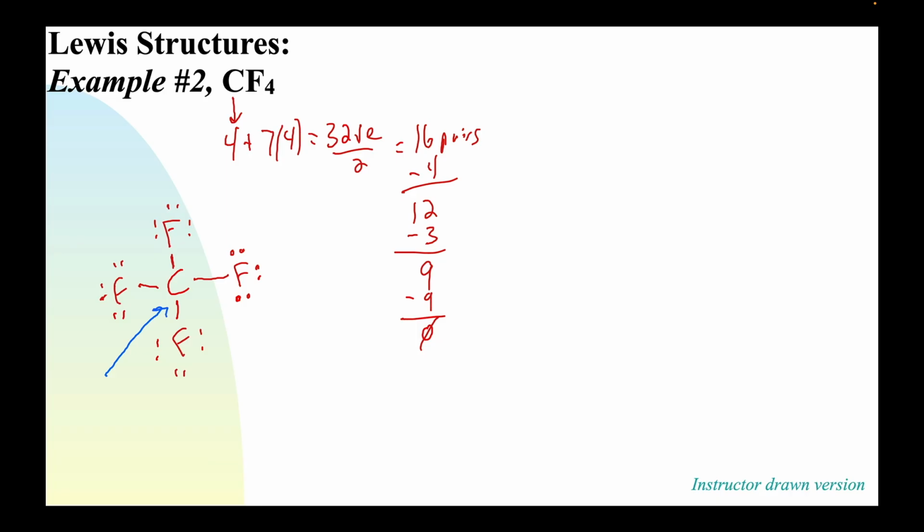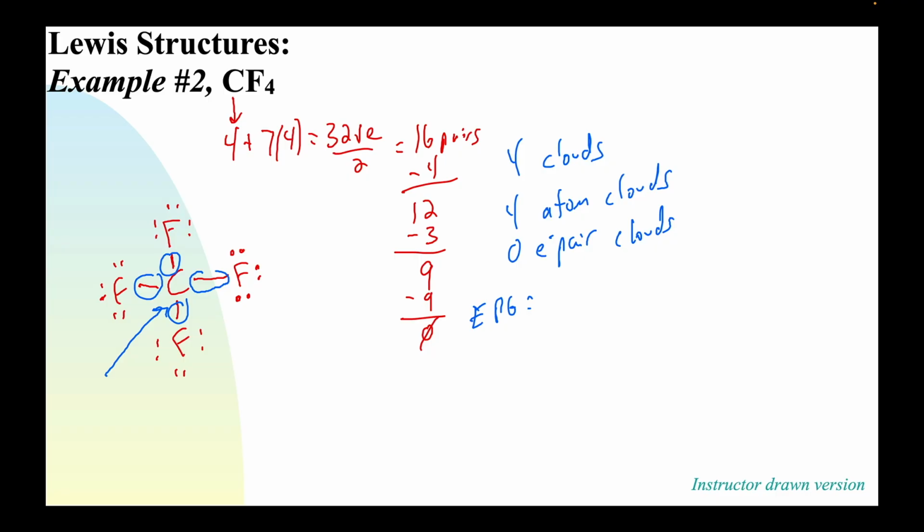So carbon has, I'll circle them here again, 1, 2, 3, 4 pairs of electrons, 4 clouds, and all 4 clouds are atom clouds. Carbon does not have any lone pairs on it. The fluorines do, they got tons of them, but the carbon has just 4, so 0 electron pair clouds. So what this means, if you look at the table, is the electron pair geometry here is tetrahedral. And the molecular geometry, if you look on that same table, is also tetrahedral.